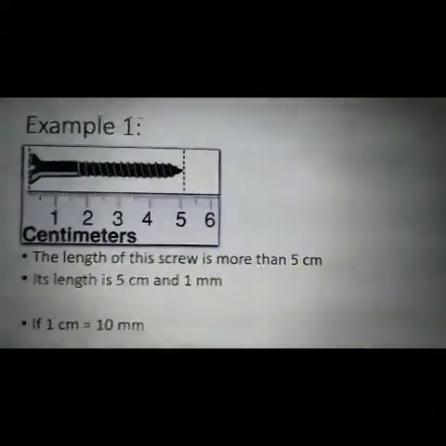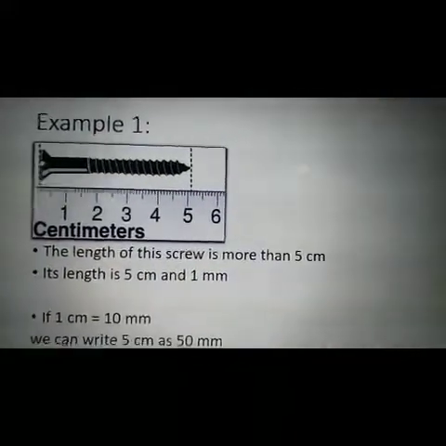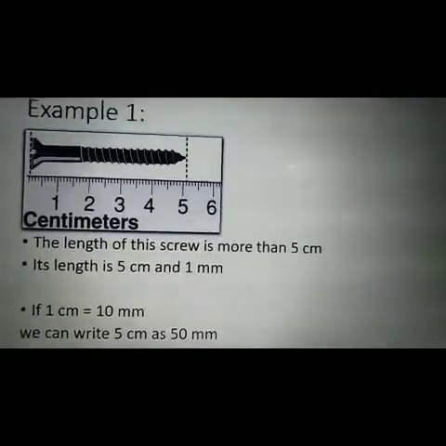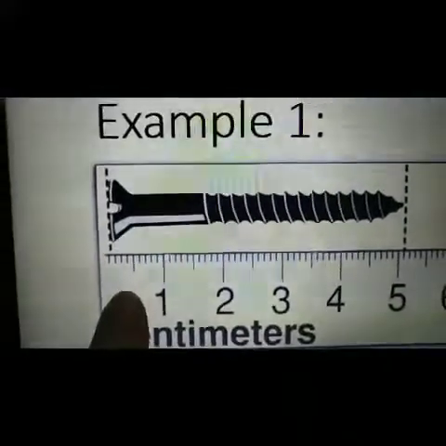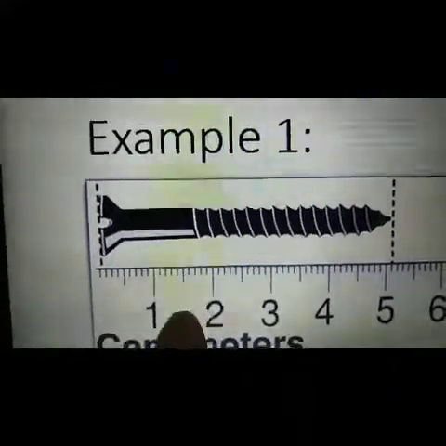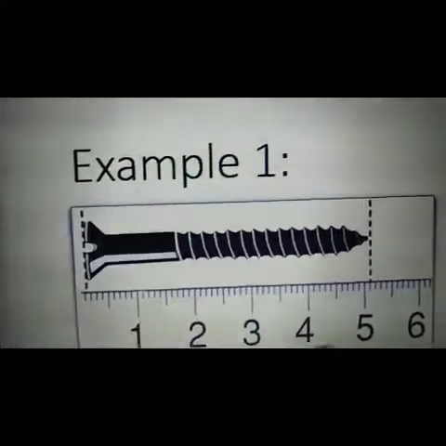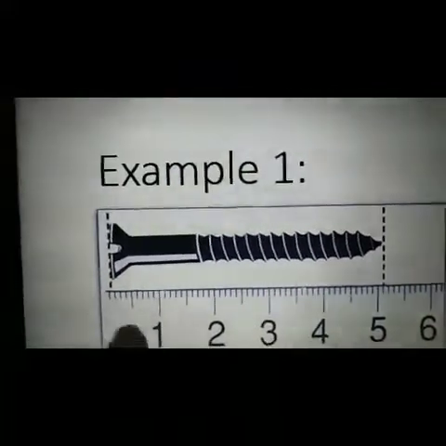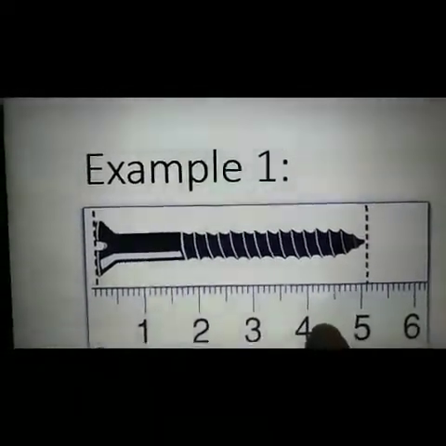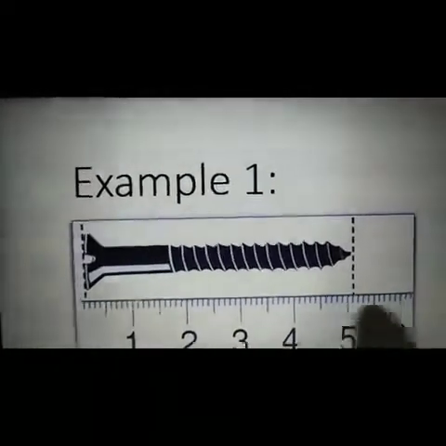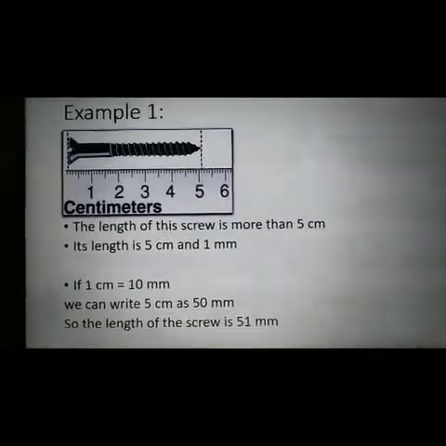Now, remember that 1 centimeter equals 10 millimeters. So we can write 5 centimeters as 50 millimeters. Here between 0 and 1 we have 10 millimeters. Between 1 and 2 we have another 10. Between 2 and 3, 10 more. Between 3 and 4, 10 more. Between 4 and 5, 10 more. So we have 10, 20, 30, 40, 50 millimeters. And don't forget about this 1 millimeter. So the length of the screw altogether equals 51 millimeters.